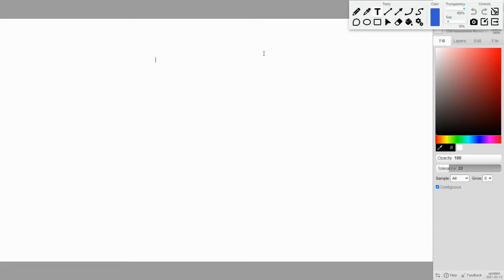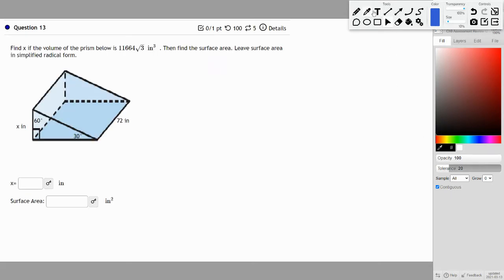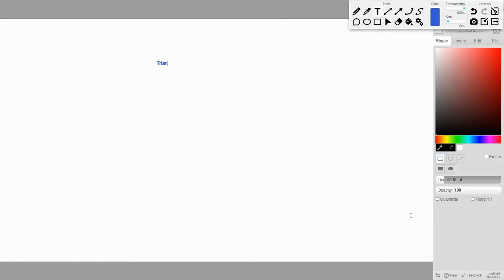Oh no. If this is a triangular prism, I don't know what's going on here already. Fantastic.